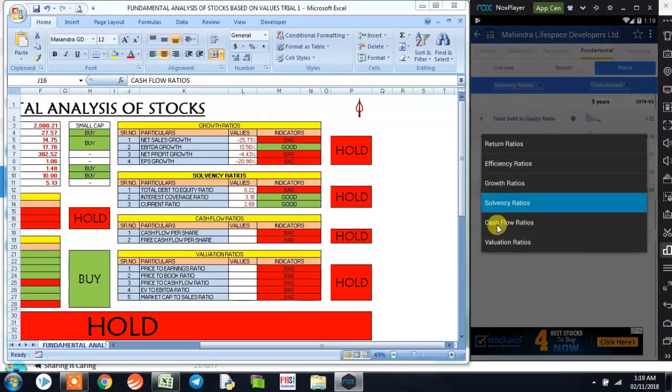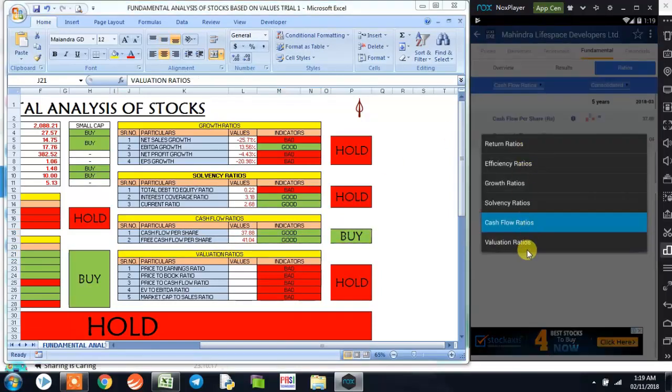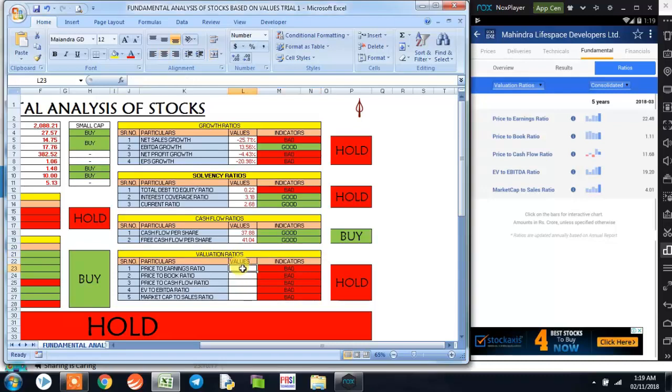The first is cash flow per share, which is positive 37.88, and free cash flow per share is positive 41.04. Overall cash flow ratio has given us a signal to buy this stock at this point of time. Now coming on to the valuation ratio, the first is price to earning ratio, which is 22.48. Price to book ratio is 1.11. Price to cash flow ratio is 11.68. EV to EBITDA ratio is 19.20. Market cap to sales ratio is 4.01. So overall a buy signal in terms of valuation ratio as well.